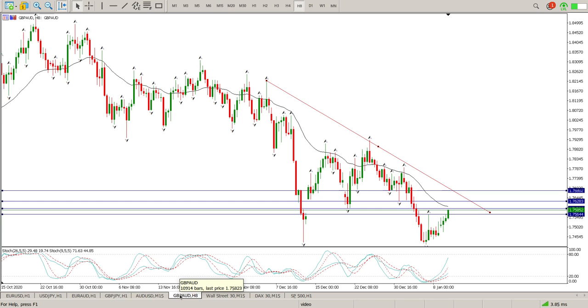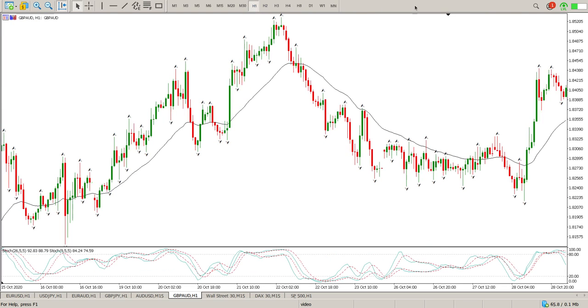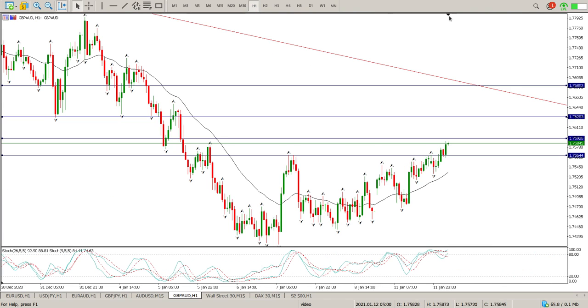Okay, last pair is British pound, Aussie dollar. And this is another one which is starting to look pretty interesting. Trend is down, so we should be looking to go with the trend. But with Brexit concluded, what we could be doing now is start looking to see whether we have found a bottom or not. That's where my thought process is at the moment on the pound.